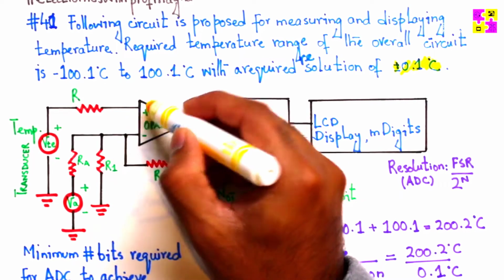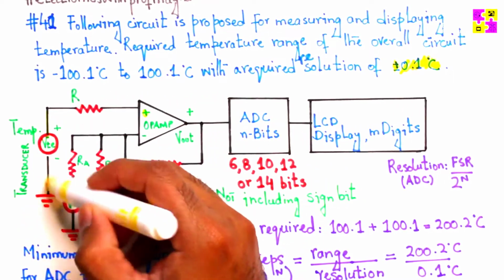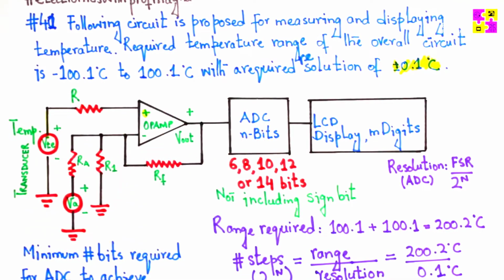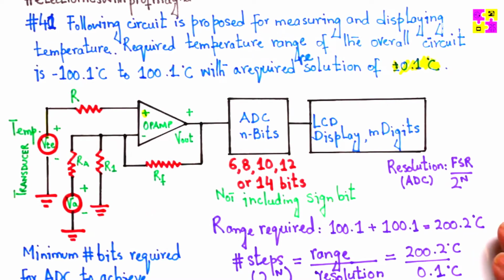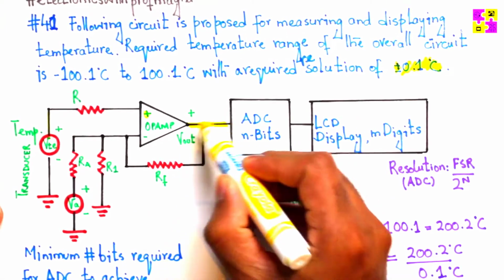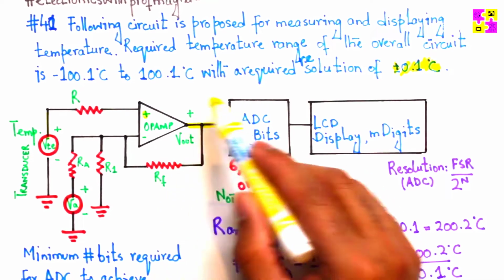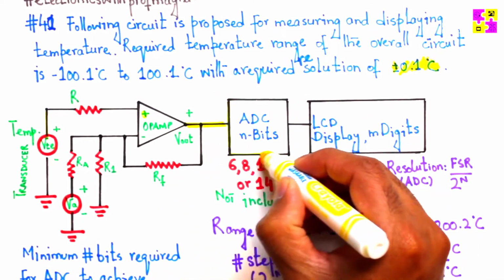The positive terminal here is connected to the temperature sensor. That's where the temperature sensor reading goes into the op-amp. And you have a feedback resistor and some resistor in some configuration, right? The output of the op-amp, that's what's important here. The output of the op-amp, whatever that output is, is then fed into an analog to digital converter.